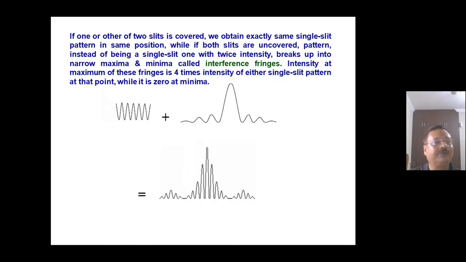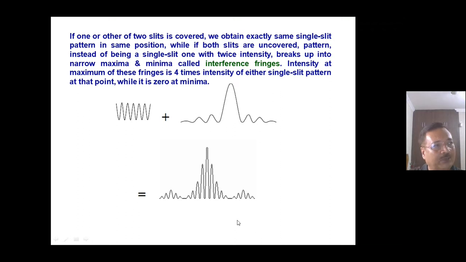So this is all about the diffraction pattern here. For two slits, one term is because of the interference, another term is because of the diffraction, and when both the terms appear, this is how the diffraction pattern is going to look.